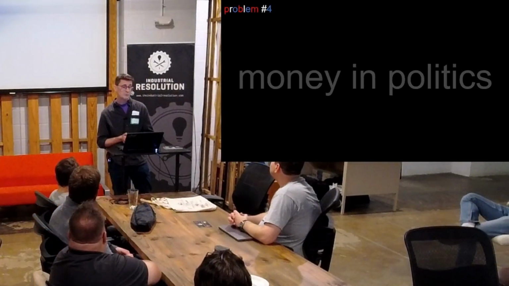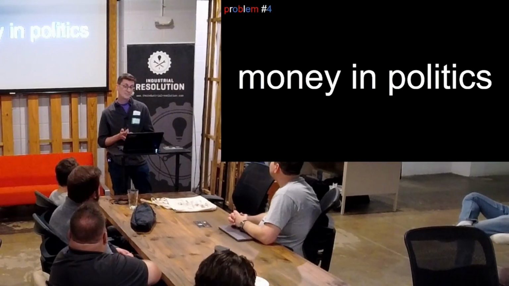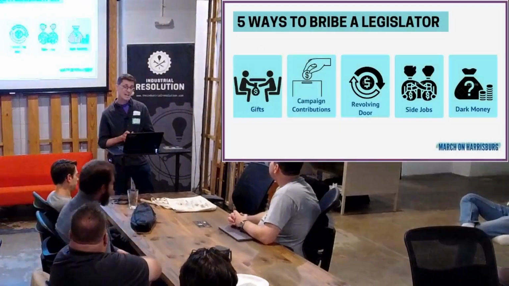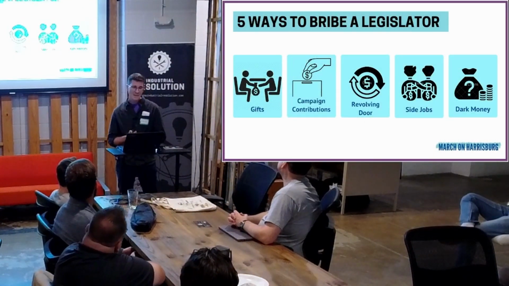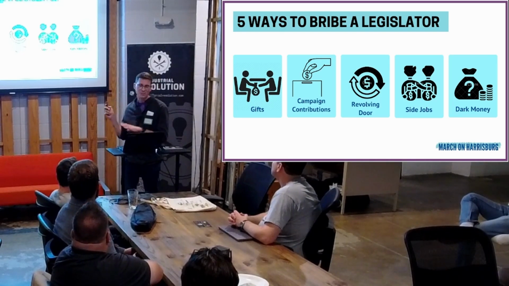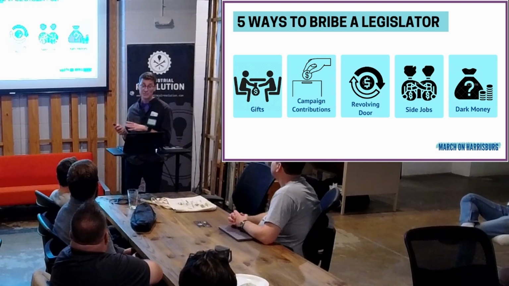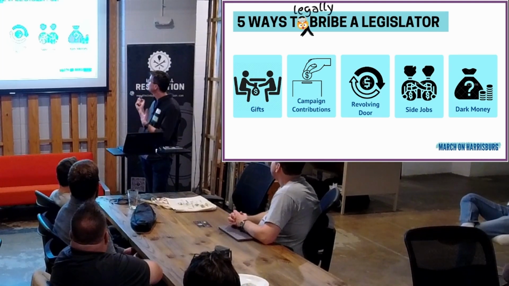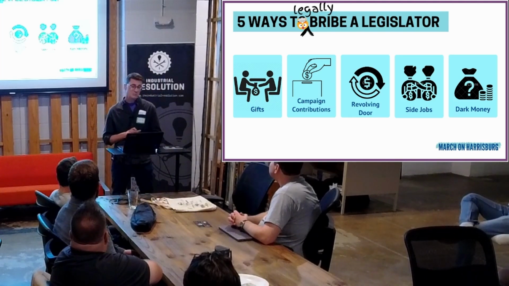So problem number 4, there's a lot of money influencing politics, and very little of it is coming from ordinary voters like you or me. This is a slide from a local anti-corruption organization called March on Harrisburg. The really sad thing about this slide is that, I love March on Harrisburg, but they're so close to the problem, they forgot that most people would see this slide and assume that this was all against the law. This is actually 5 ways to legally bribe a legislator. So all 5 of those are completely legal.